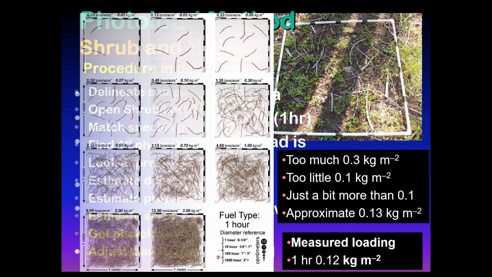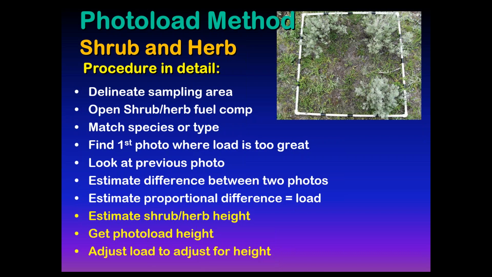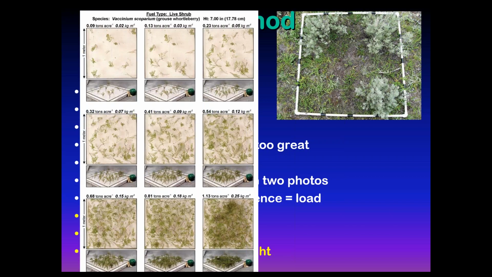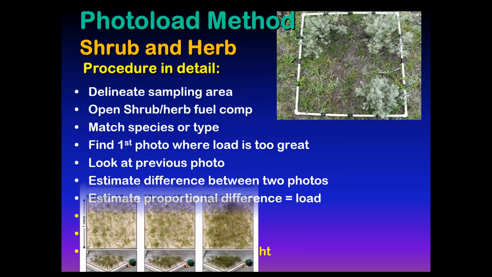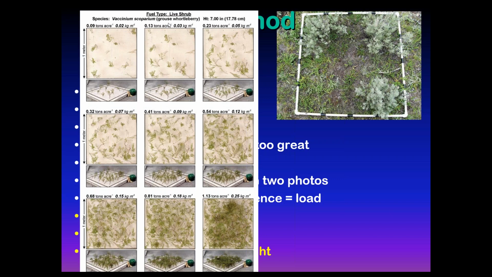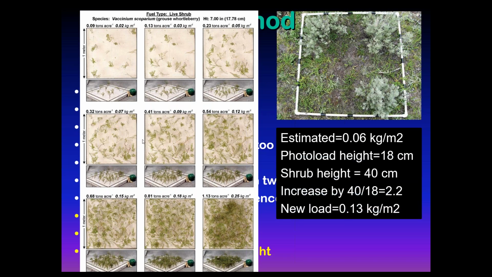We can go on, and let's move to shrub and herb. In shrub and herb, there's one additional step to that. So we're going to delineate the sampling number. We're going to open up to the fuel component page, which is here, live shrub, grouse whortleberry. And we're going to match the species type, and we're going to look at the one that's too great. And in this one, it's probably this photo right here, or 0.7, so we're looking at somewhere between 0.7 and 0.5.